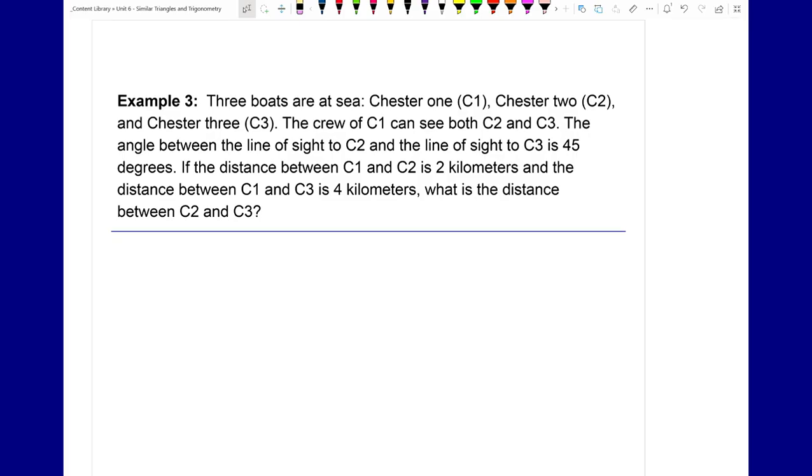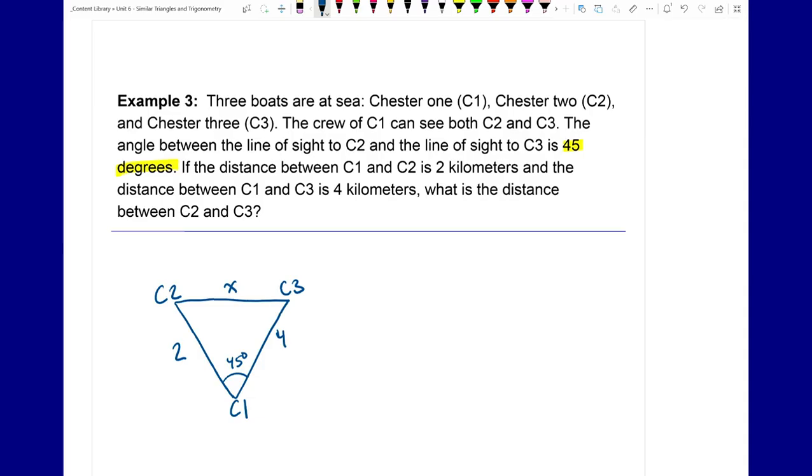But let's go back and label it. So C1, doesn't really matter where you put it, can see C2 and C3. The angle for their line of sight, so from one to the other, is 45 degrees. So now we have our triangle. The distance between C1 and C2 is 2 kilometers, between C1 and C3 is 4, and we are going to figure out this unknown side length. How far apart are the other two?